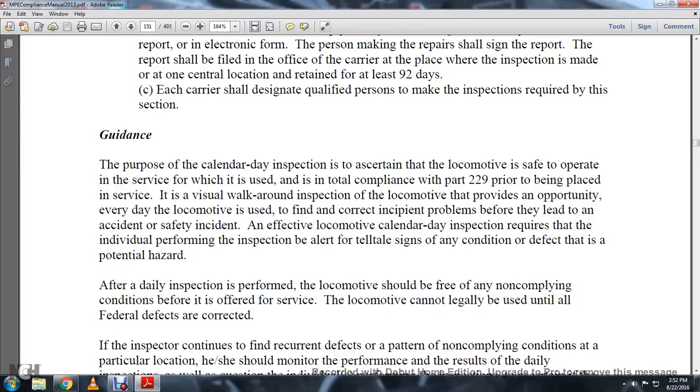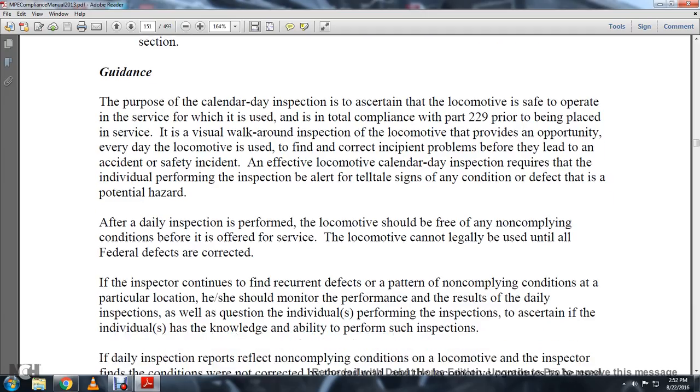Guidance: the purpose of the calendar day inspection is to assert that the locomotive is safe to operate in the service in which it is used, in total compliance with Part 229, prior to being placed in service. It is a visual walk-around inspection of the locomotive that provides the opportunity, every day a locomotive is used, to find and correct problems before they lead to any accidents or safety incidents. An effective locomotive calendar day inspection requires that the individual performing the inspection be alert to the telltale signs of any defective conditions and potential hazards.